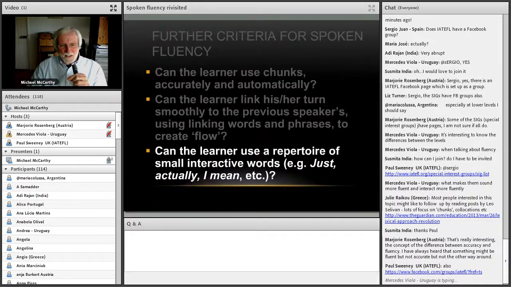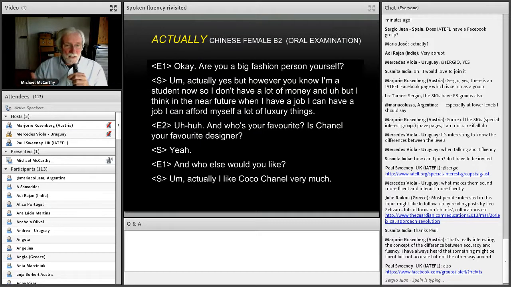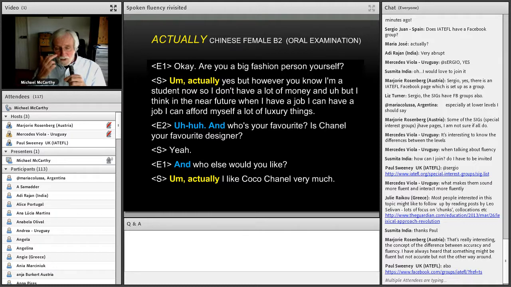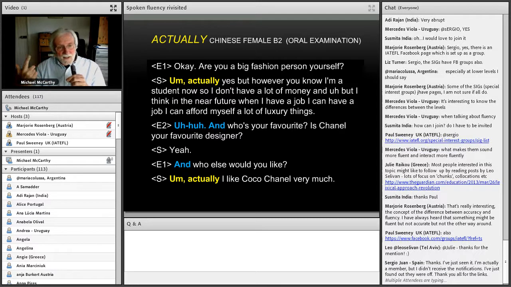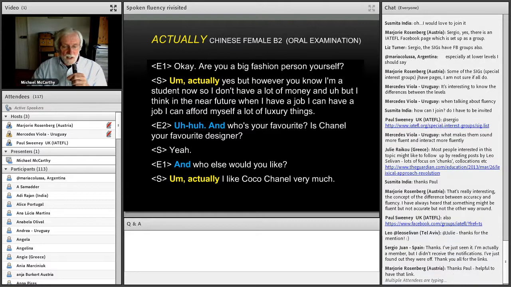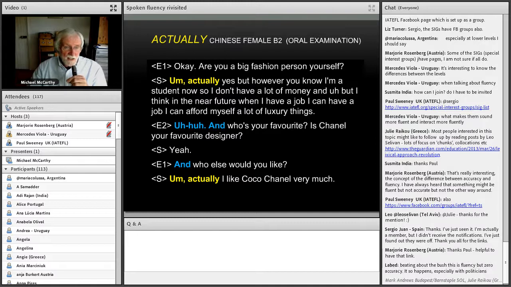My time is running out, so I'm going to finish by looking again at this problem of the small words like just, actually, I mean, etc. I want to look at a B2 level female Chinese student in an oral examination. Just to note that she's very good at starting her turns with these words, and during her oral examination, on several occasions, she begins her answer, "Actually, actually." And again, she comes over as quite fluent. She doesn't just answer. So when the examiner at the bottom says, "And who else would you like?" she doesn't say, "I like Coco Chanel." She says, "Actually, I like Coco Chanel very much." So she's producing this characteristic turn opener.